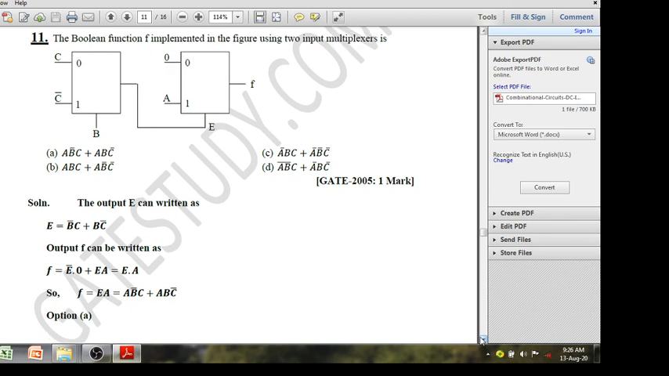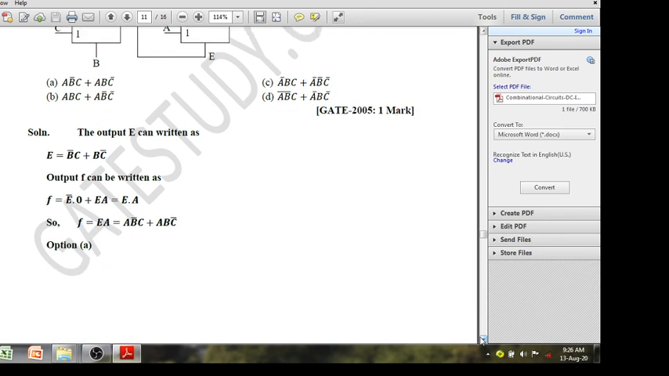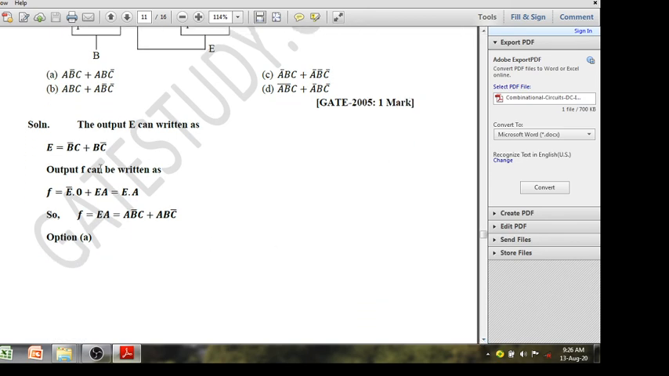This is the answer. Okay, you can practice such types of questions. In the next discussion class, I will discuss such questions if you have any doubts.